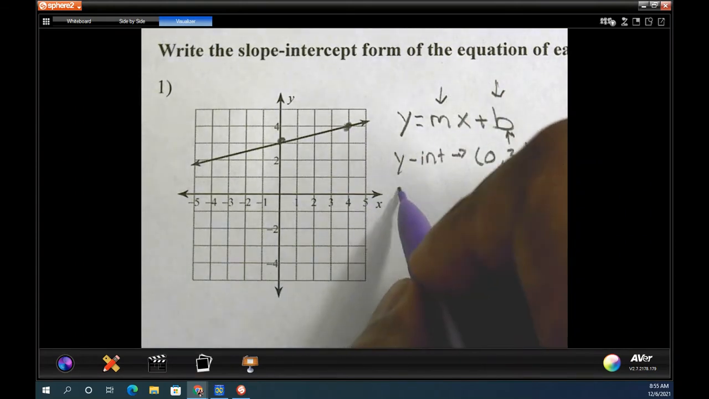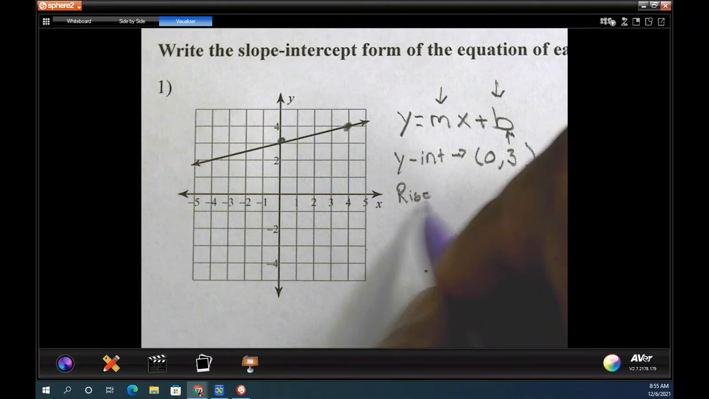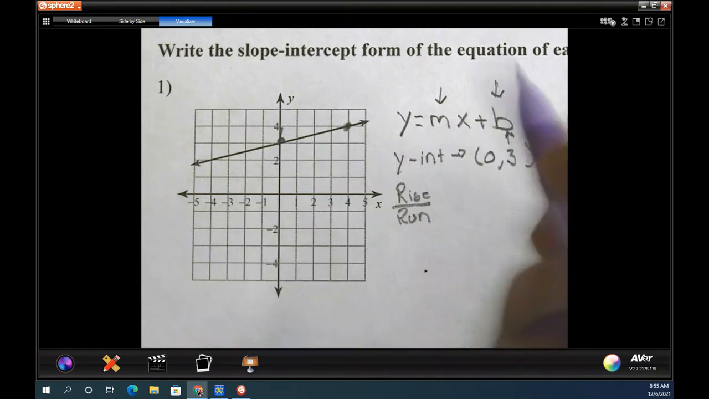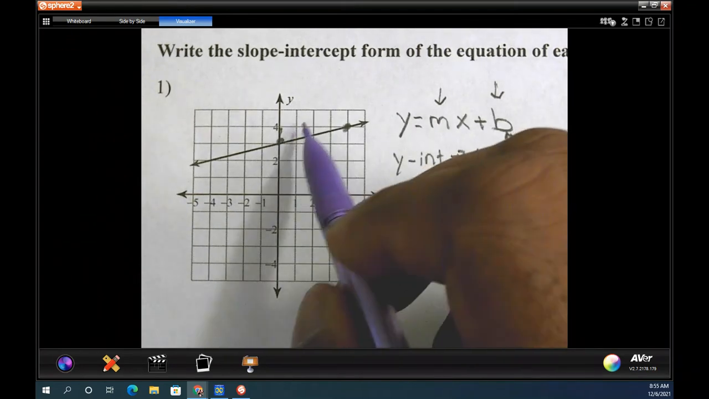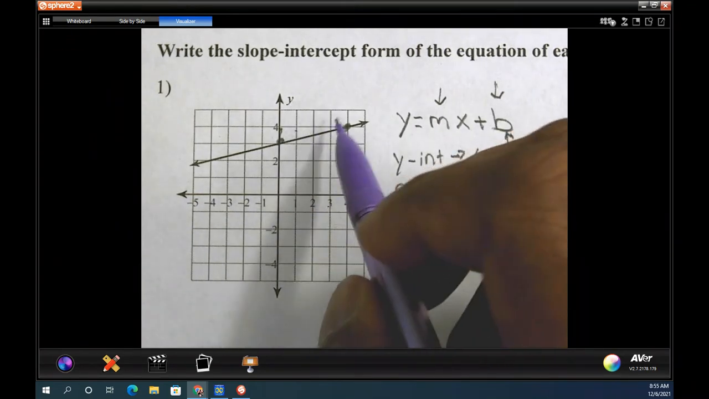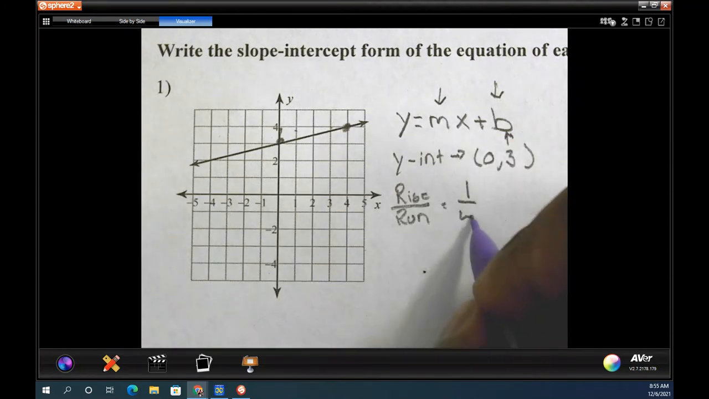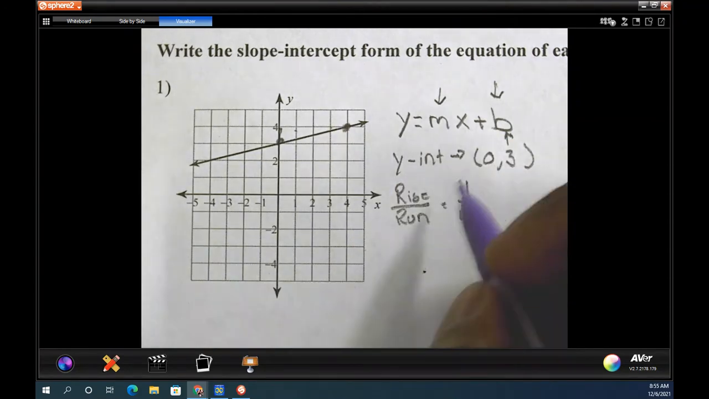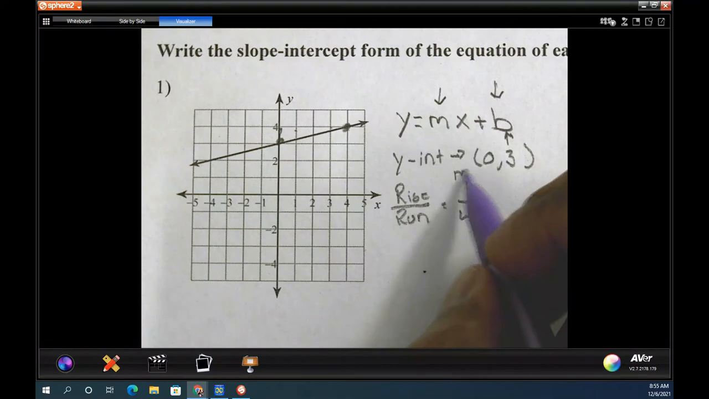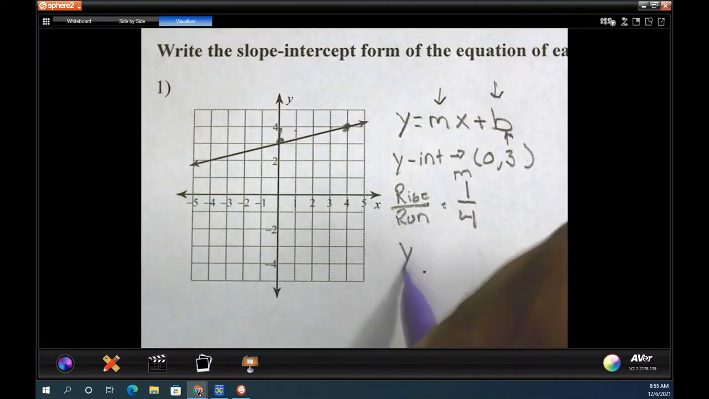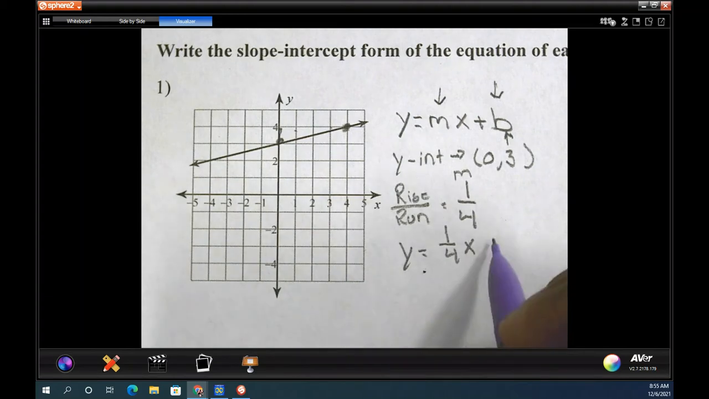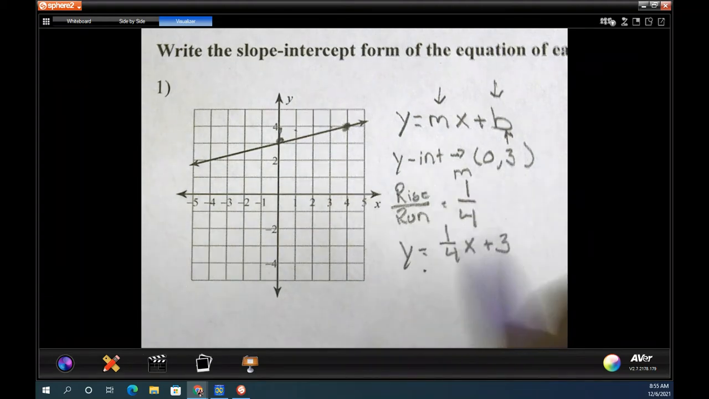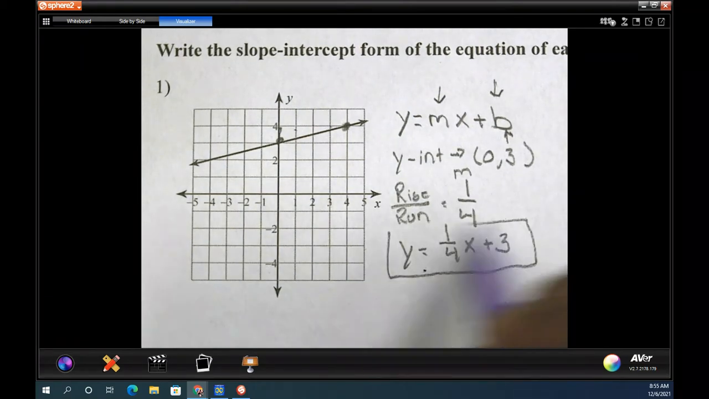So rise over run. Some of you still don't get it. Rise over run. It goes up 1. That's positive. And it goes to the right 1, 2, 3, 4. So our slope is 1/4. So your answer is just y equals 1/4 x plus 3. That's it. That's all we're doing.